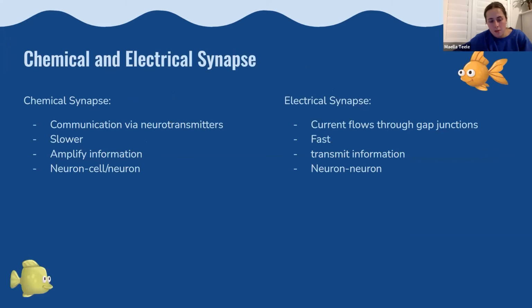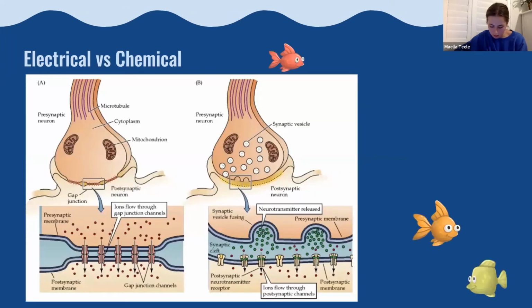So some quick differences. Chemical synapse is a lot slower than electrical synapse. And chemical synapse uses neurotransmitters, whereas electrical synapse does not use neurotransmitters, only uses gap junctions. Neurotransmitters are molecules which I'll cover later. Chemical synapses are important for amplifying information, so spreading it to more effector organs, whereas electrical synapses just transmit information. In addition, chemical synapses can go from neuron to other cells or to neurons, but electrical synapses are only really neuron to neuron.